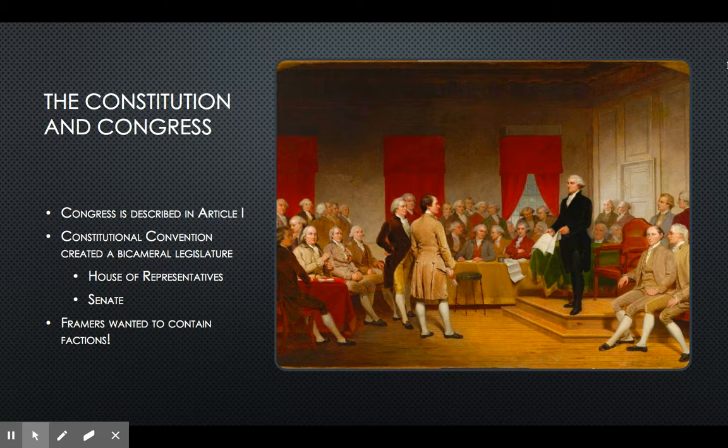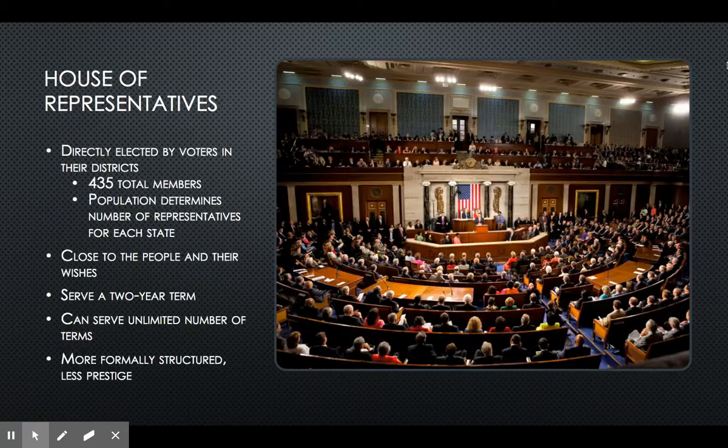At the Constitutional Convention, as we already talked about, they created that bicameral legislature. So there were two chambers of Congress, the House of Representatives and then the Senate. And again, remember that the framers are wanting to contain factions, okay? So they don't want any one group to control too much power. So they're keeping that in mind as they're creating these branches of government.